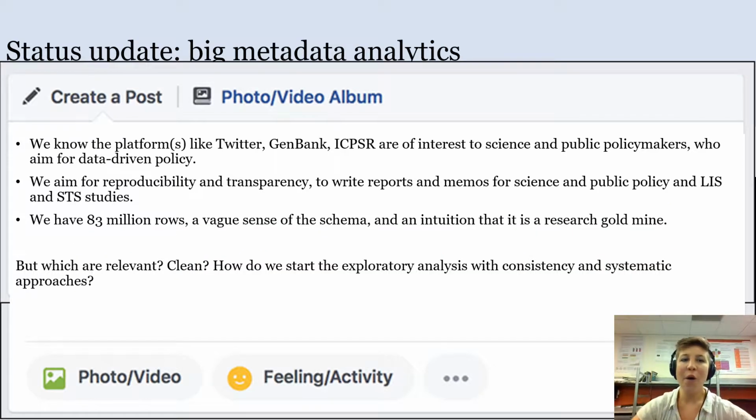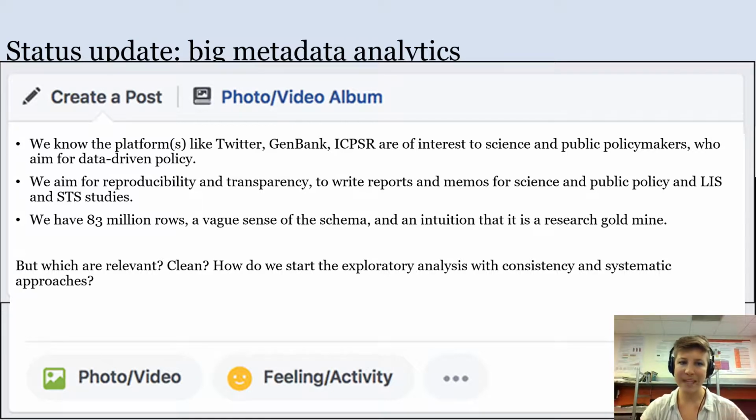Okay, so a status update on big metadata analytics. From doing some previous literature review and also the empirical studies in big data, in bibliometrics, and in data science around primarily big data for industry, we have a status update on the state of big metadata analytics.